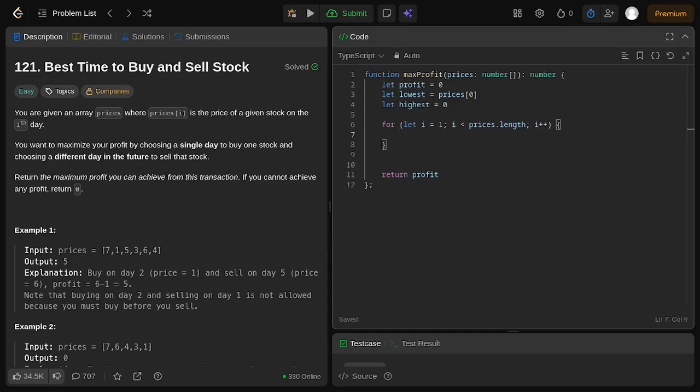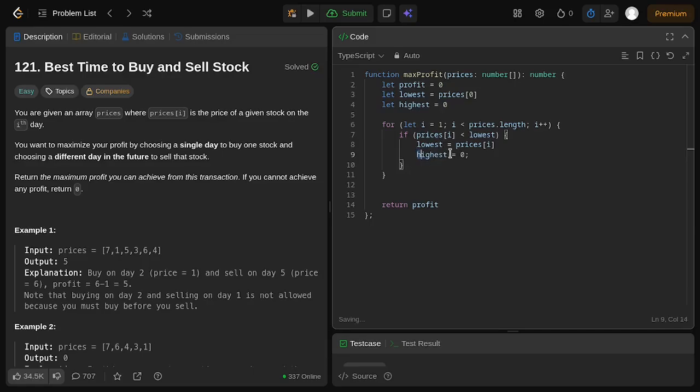And for the next one, we need to check if the price at index i is lower than the current lowest. If it is, then we need to track the lowest, which is 1 right here at index 2. Track the lowest with the newest price, the current price of i. And after that, we need to reset the highest back to 0.